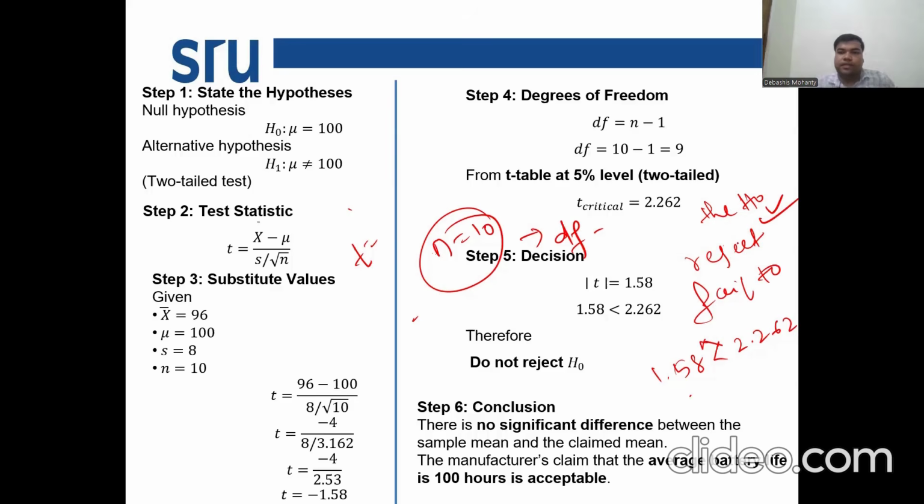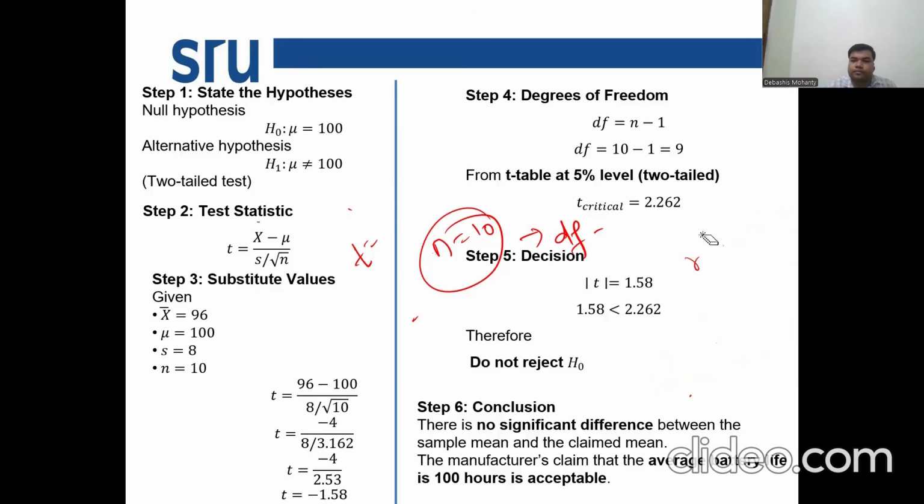Okay, students. Then in the final conclusion, there is no significant difference between the sample mean and the claim mean. So the manufacturer's claim that the average battery life is 100 hours is acceptable, right? So this is all about the t-test for single mean.